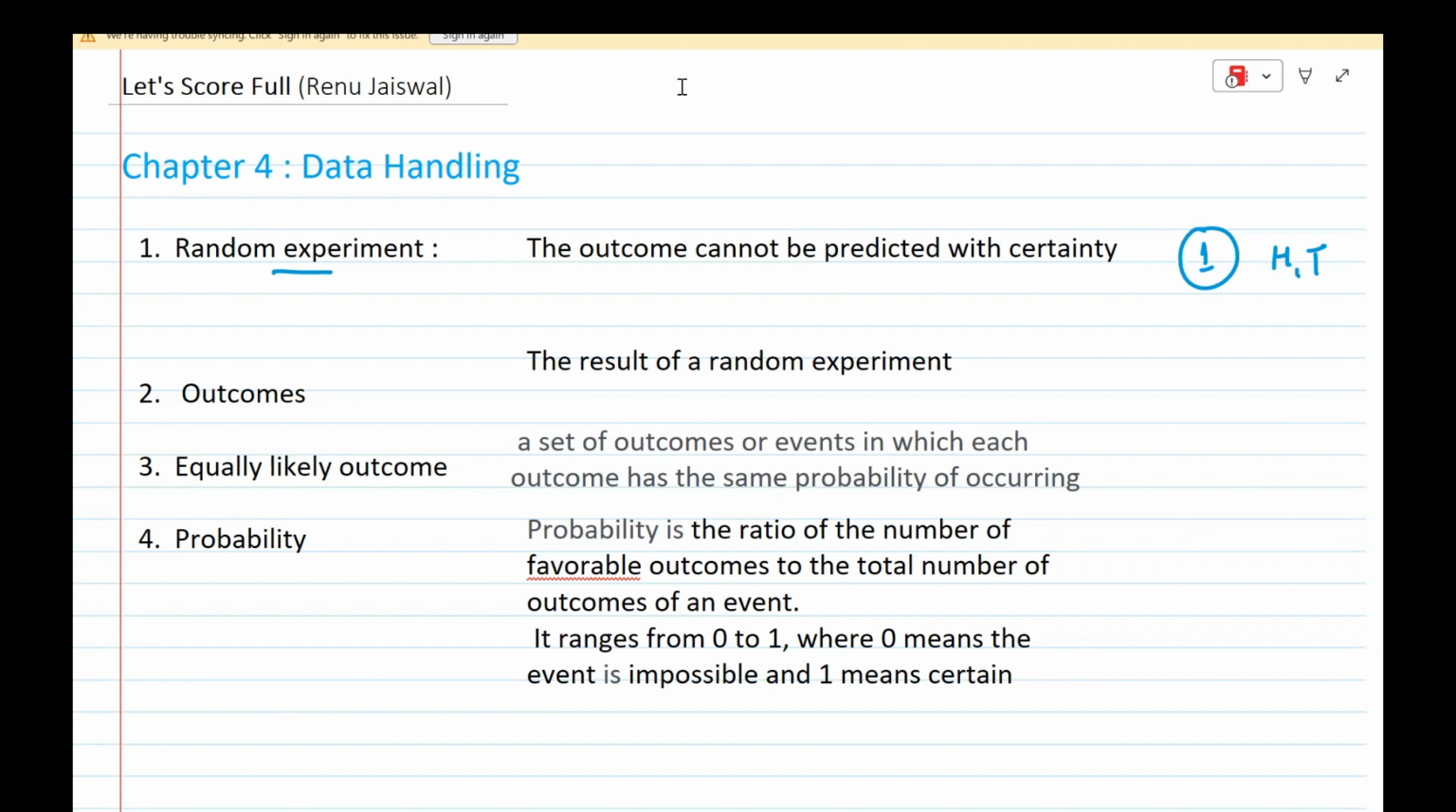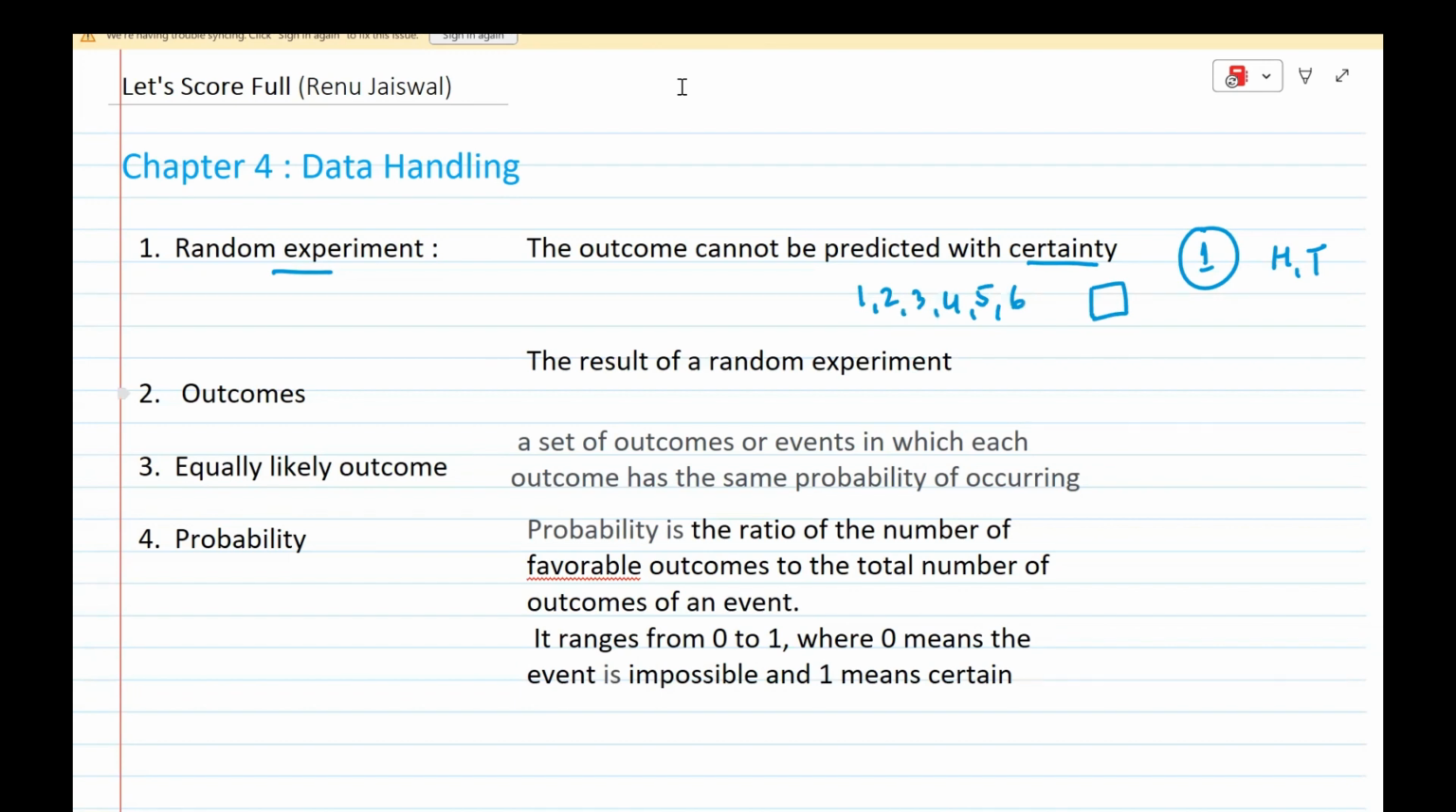Same way, suppose you have a dice. Dice means जिससे हम लूडो खेलते हैं. So dice: 1, 2, 3, 4, 5, 6. Any of the numbers can come, but which one will come, we don't know exactly. So there is no certainty. We can't say exactly, pakka, which number will come. So that is why we say it is a random experiment.